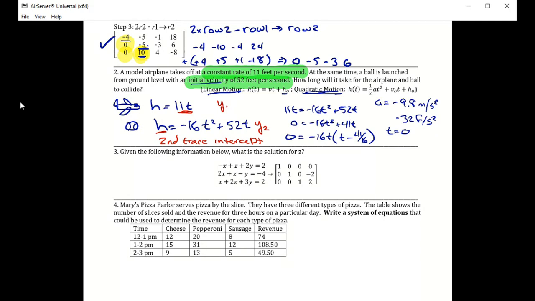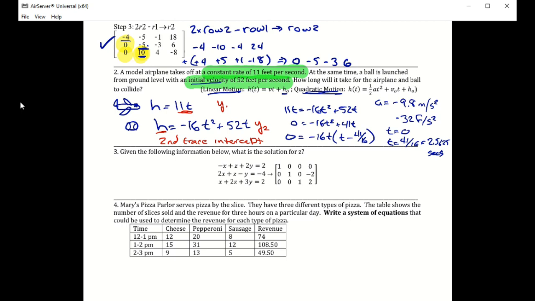And then if we look at our second expression, t minus 41 over 16, set that equal to 0, and we have t equals 41 over 16, or 2.5625 seconds. So either way will work. We can do it algebraically, we can do it graphically, whatever floats your boat. All right, going on to number 3.